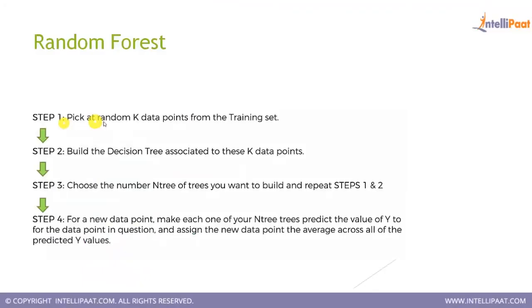So this is how the tree is going to work. It's going to pick at random k data points from the training set. We'll be having a training set and a test set. We are trying to do a similar machine learning example. The decision tree will be built on the k data points, that is, on the training data sets.